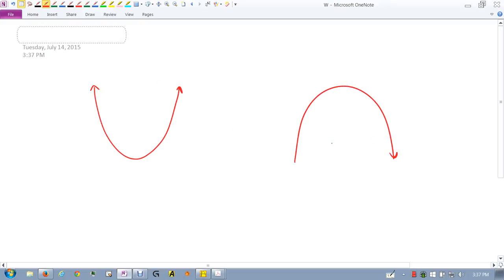Okay, the next characteristic of a parabola that we're interested in, and this one actually isn't used a whole lot, but it's good to know what it is. Let me put the vertex here again. This next one is called the axis of symmetry.